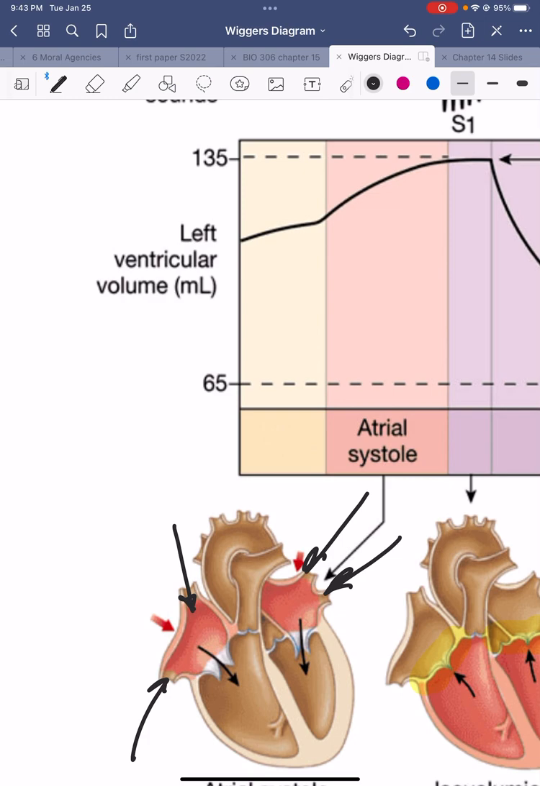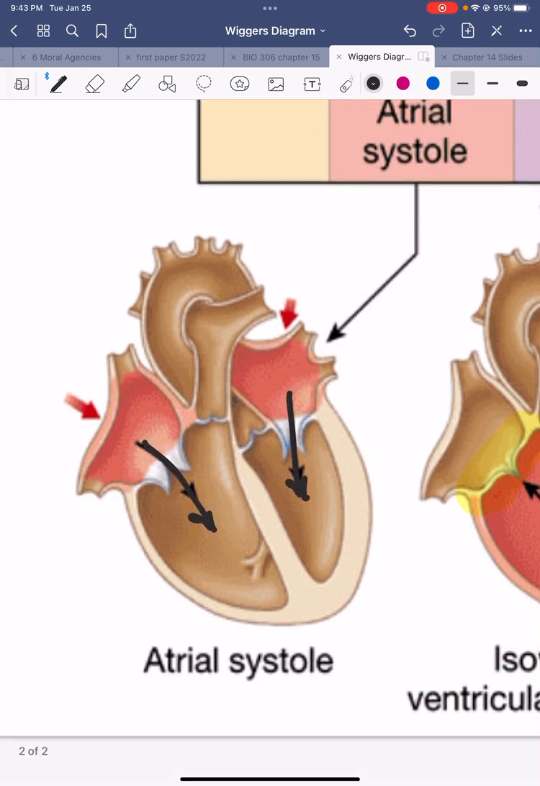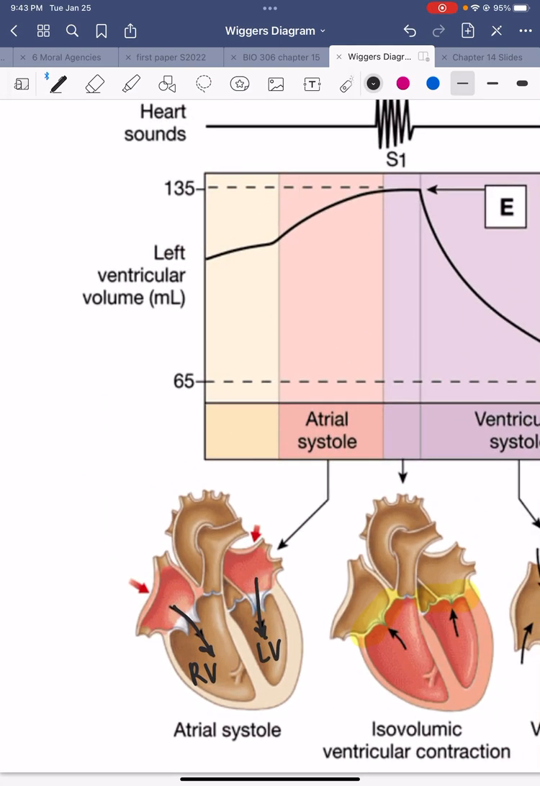Blood is also being brought into the left atrium via the pulmonary veins, right here. When the atrioventricular valves open, the blood from the right atrium and left atrium passively flows into the right ventricle and left ventricle. This is because of gravity. At first, the filling of the atrium into the ventricles is rapid, but then diastasis occurs when the ventricles begin to fill up even more.